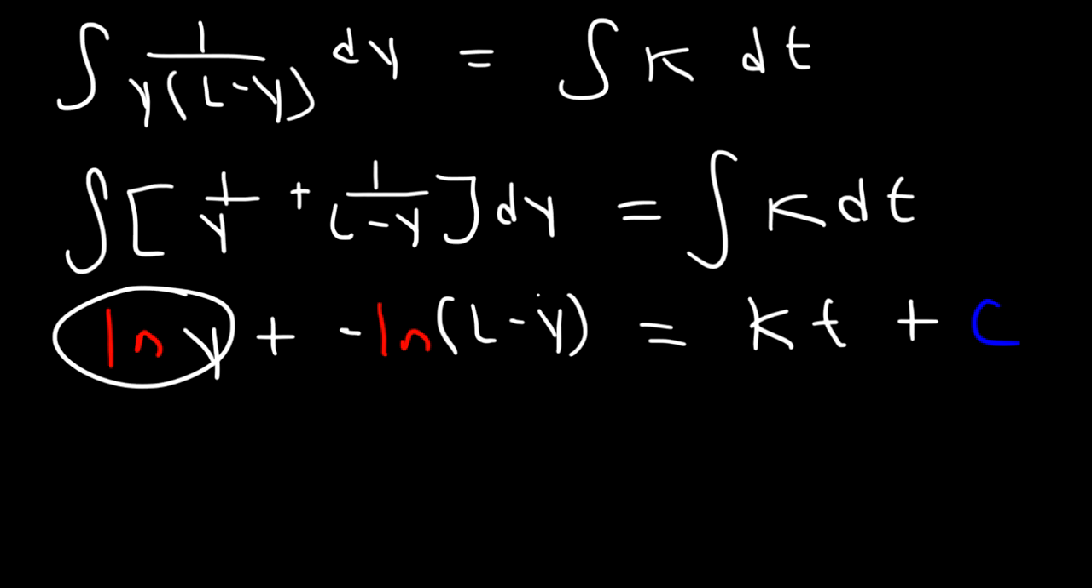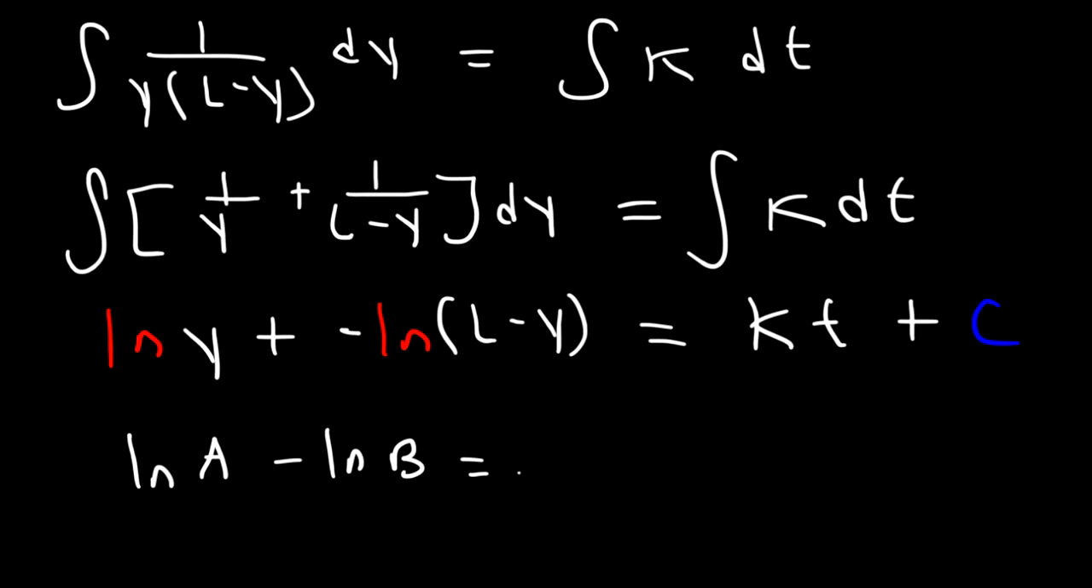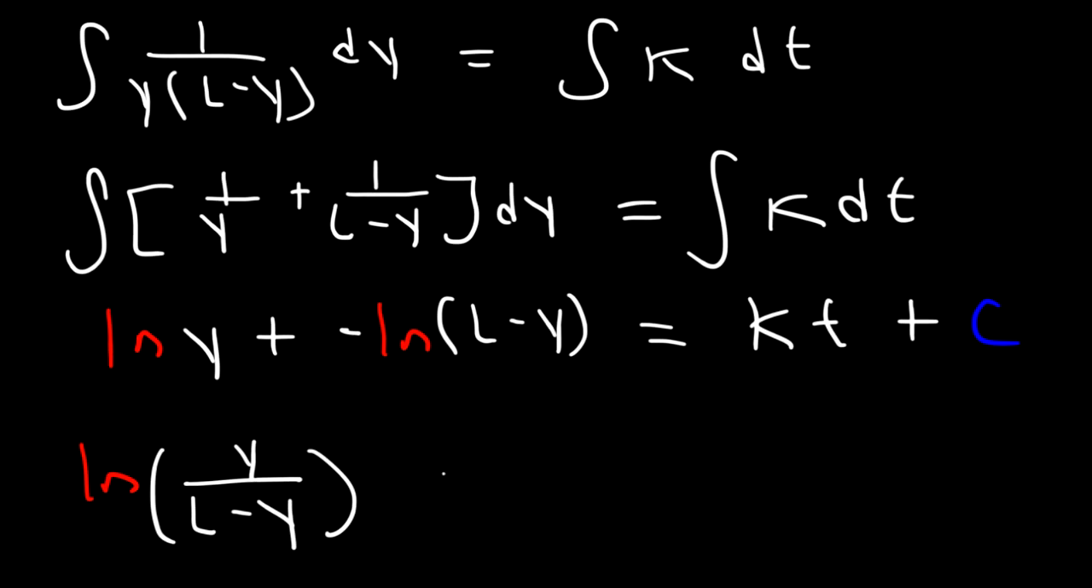Now we can combine these two natural logs into a single natural log. Here's a property of natural logs that you've learned in algebra. ln a minus ln b is equal to ln a divided by b. So therefore, ln y minus ln L minus y is equal to ln y divided by L minus y. And all of that is equal to kt plus c.